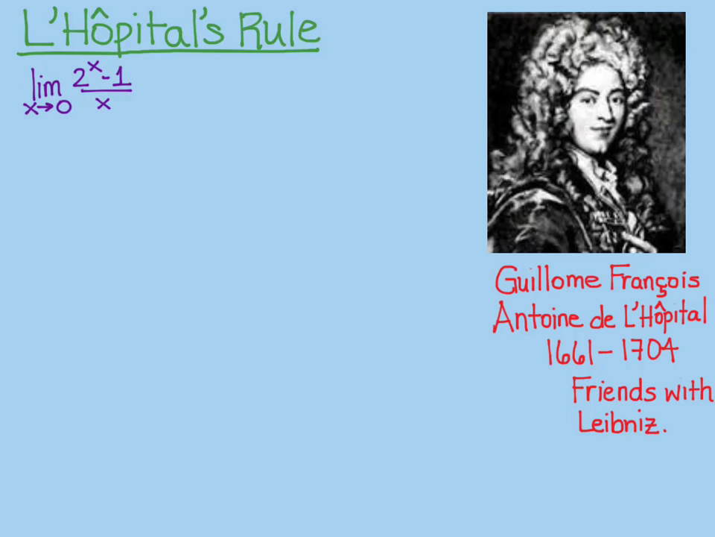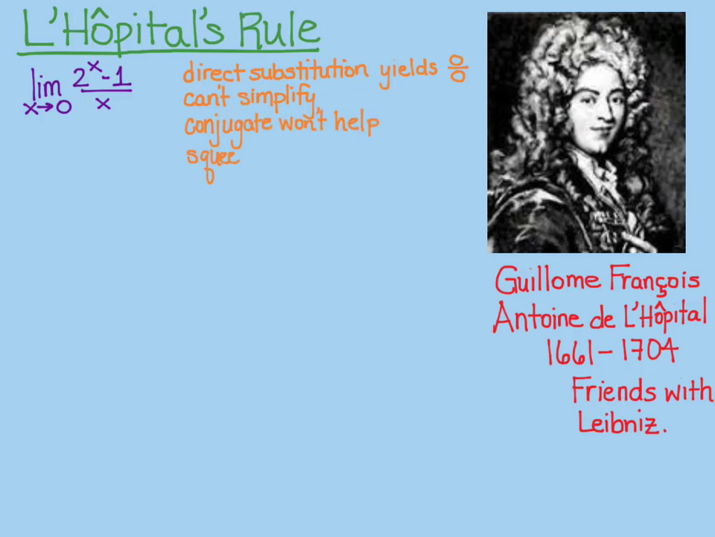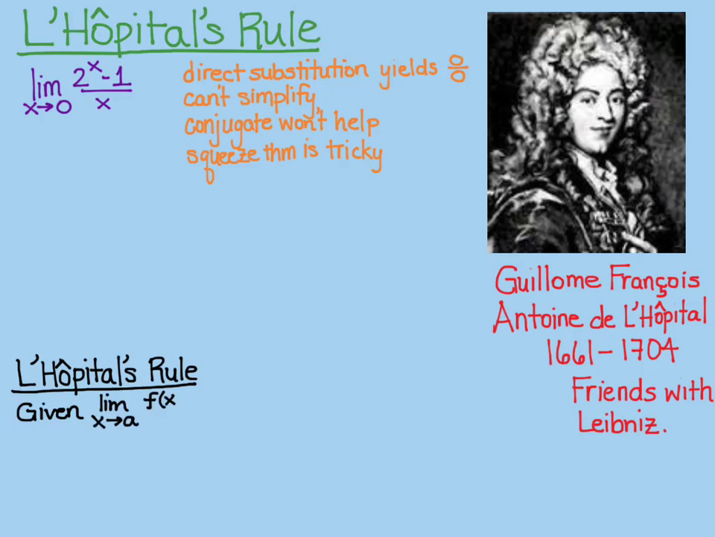Remember when we were trying to take the limit as x goes to 0 of (2 to the x minus 1) over x, we found that direct substitution gave us 0 over 0, which meant that we weren't allowed to do that. We couldn't simplify or factor. Multiplying by the conjugate didn't do anything good. And we tried to avoid the squeeze theorem because it's tricky. L'Hopital's rule is going to give us a way of evaluating this limit.